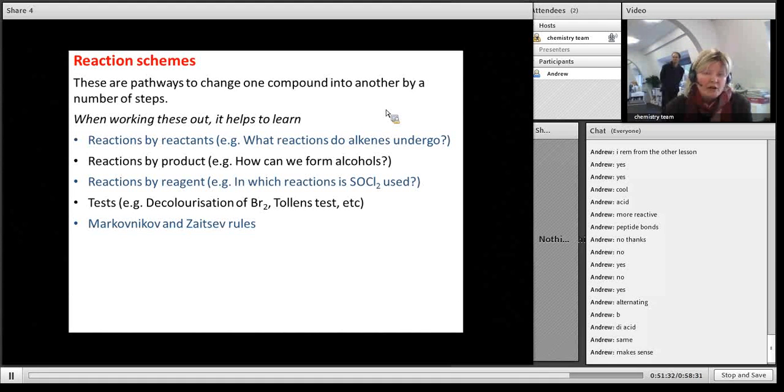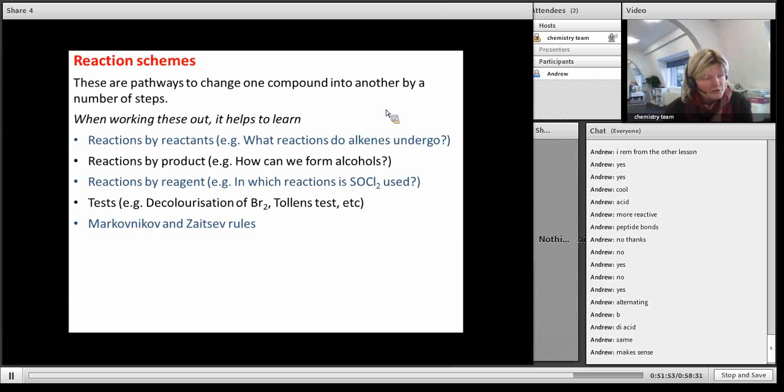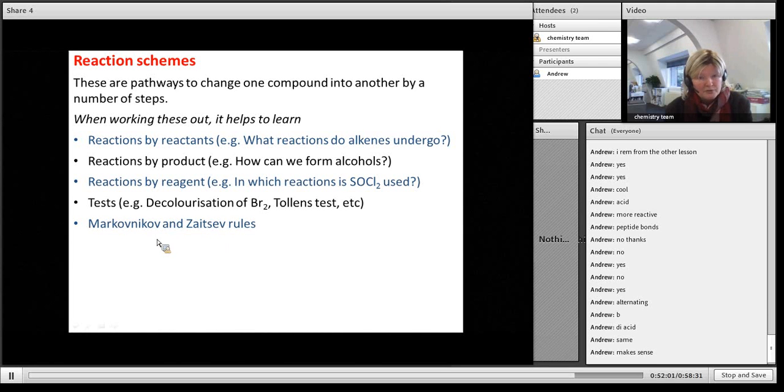Then also learn it by reagent. So where did we use SOCl2? So think of those sort of reactions, learning it in that way. Then learn your tests, because they'll sometimes give you information in a test. They say a test positive for Tollens. Then you know you've got an aldehyde. Or it decolorizes bromine. Then you know you've got an alkene. And then, of course, they'll talk about minor and major products. So you need to know Markovnikov and Zaitsev's rule.